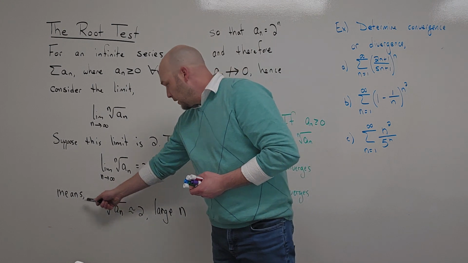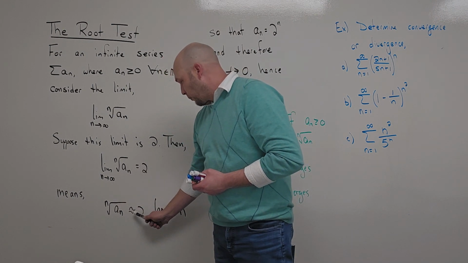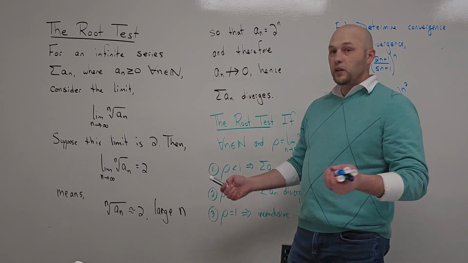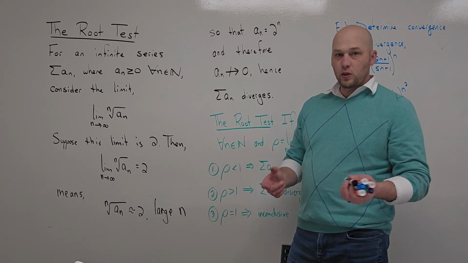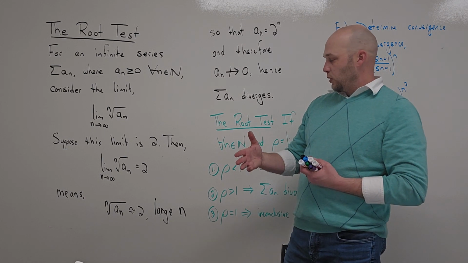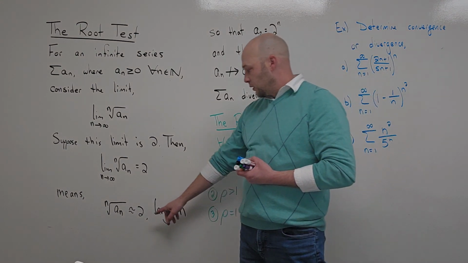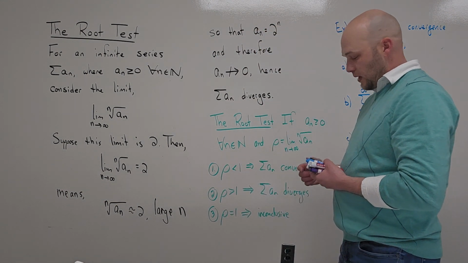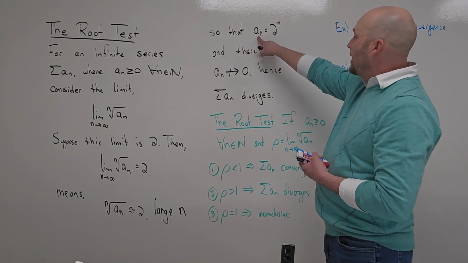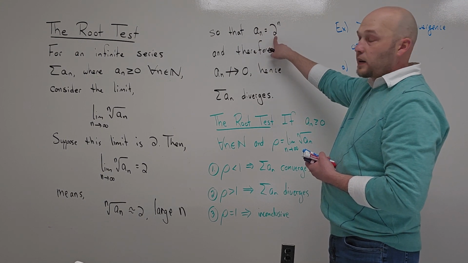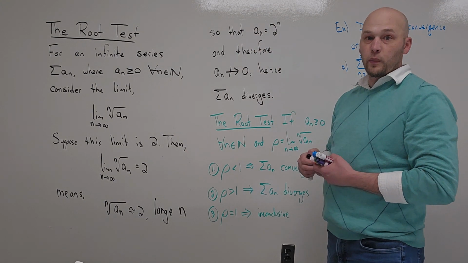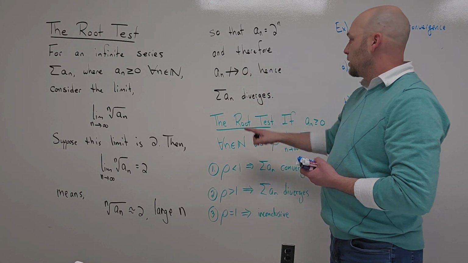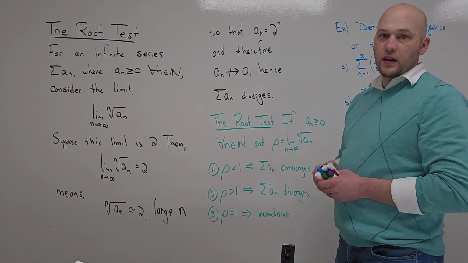That means that the nth root of an is approximately 2 for large n. So once I get to, certainly the millionth term, maybe even the 12th term, the nth root of that value of an is approximately 2. Well, if I take both sides to the nth power, that means that an is approximately 2 to the n. So those terms are growing pretty quickly. In particular, they don't converge to 0. Hence, the series diverges by the divergence test.